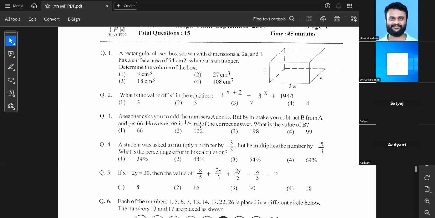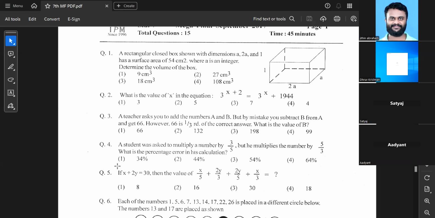Let's proceed further. A rectangular closed box shown with the dimensions A, 2A, and 1 has surface area 54 centimeter square, where A is an integer. Determine the volume of the box. So we'll have to find the volume of the box.